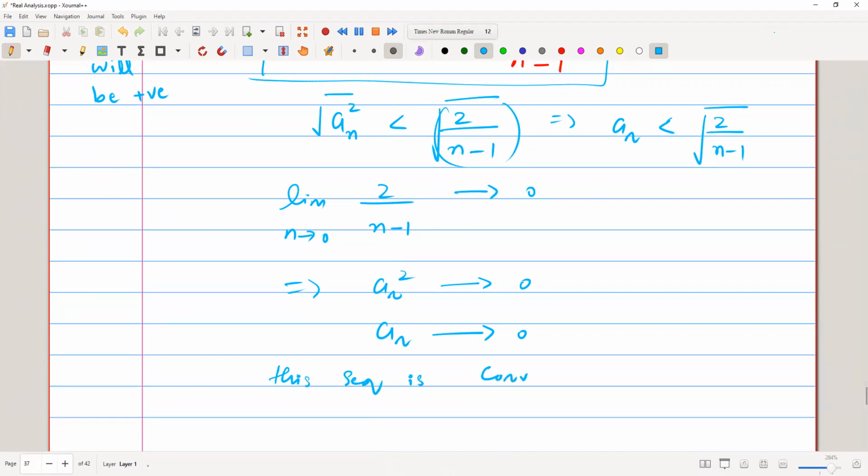So in this manner, we can work out for sequences to show that they are convergent. And in the next classes, we will come up with some more theorems, the sandwich theorem and squeeze theorem, so that the concepts will be more clear. So that's all for the time being.